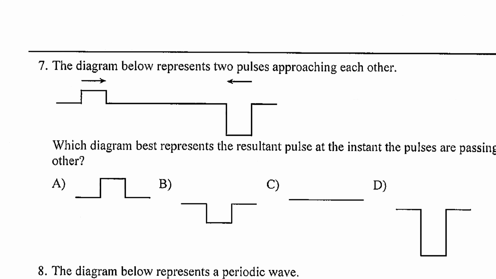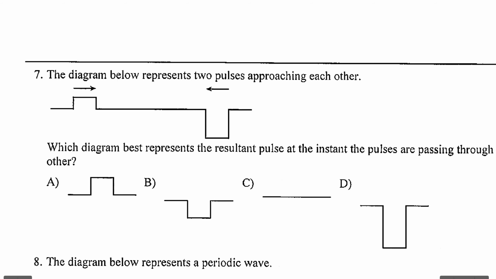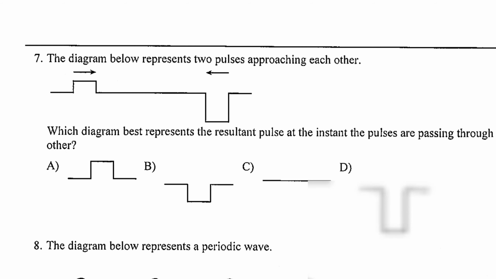Number 7 should look like this. It says the diagram below. Now they're two squares. Notice the positive amplitude one is a little bit shorter than the negative amplitude one. So we have to take that into account when we're adding them together. If it helps, you could make this positive 1. And since this is bigger, we'll make it negative 2. It's bigger and it's negative because it's on the opposite side of the equilibrium.